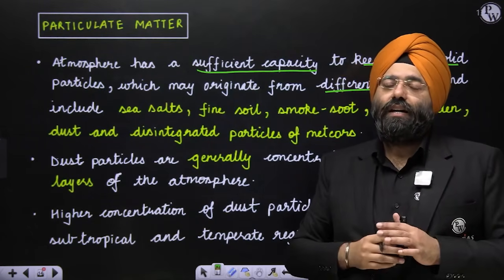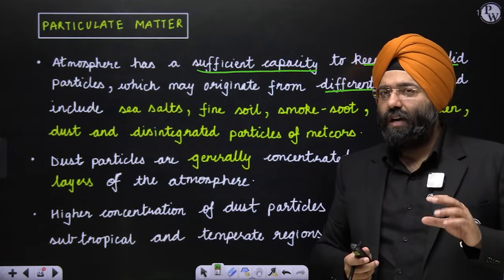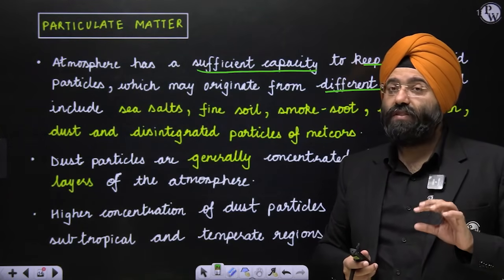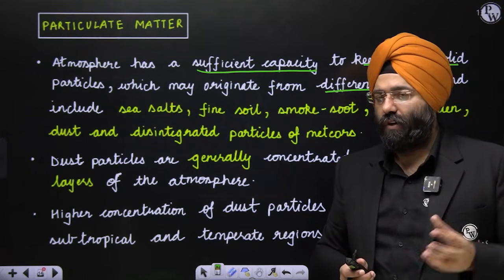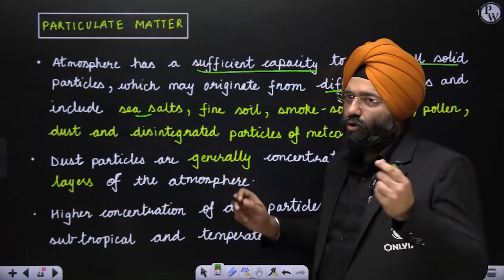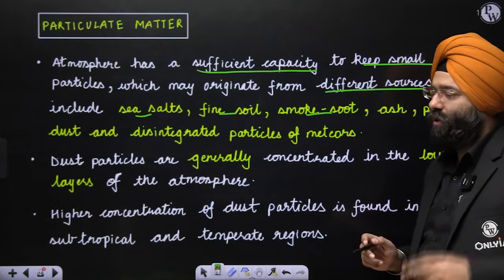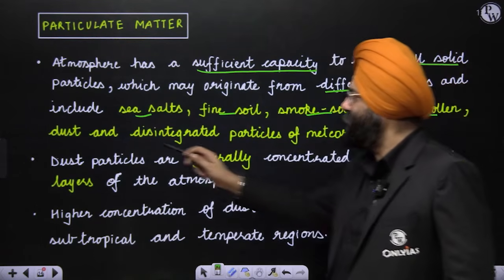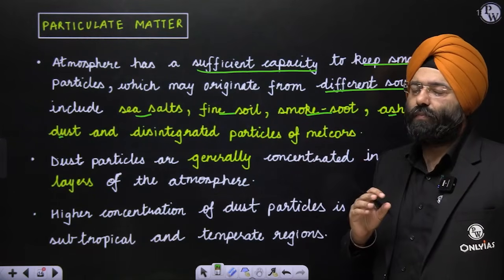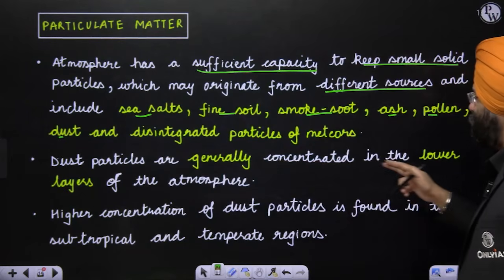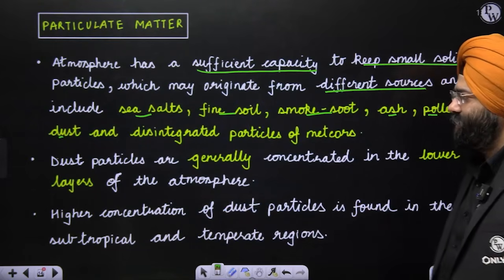Possibly you will realize that in the Delhi NCR region, the particulate matter present in the atmosphere is so harmful for you. That is why please remember, their increase in number or composition within the atmosphere is a very, very harmful phenomenon. It can be through sea salts, fine soil particles, smoke, soot, again a very important aspect in today's phenomena, ash, pollen grains, dust, and disintegrated particles of meteors. All these things are present in the atmosphere. The dust particles are generally concentrated in the lower layers of the atmosphere. A high concentration of dust particles is generally seen in the subtropical and temperate regions. These things should be remembered also.